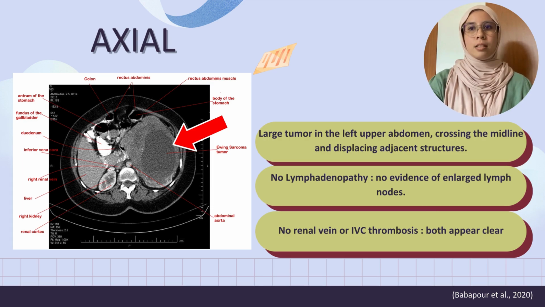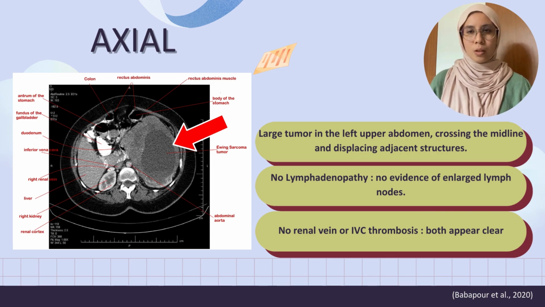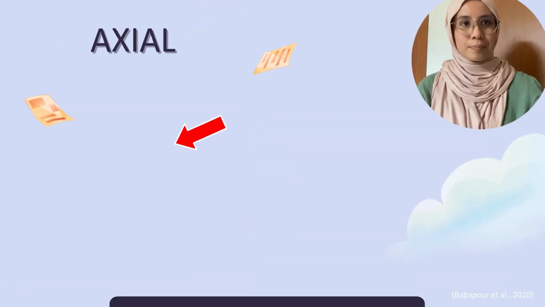Okay, and then lastly, there is no renal vein or IVC thrombosis, where the renal vein and the inferior vena cava, or IVC, are clear with no sign of tumor spreading into these vessels. This is significant because many aggressive tumors such as Ewing sarcoma, renal Ewing sarcoma, often invade these blood vessels. So the clear vessels in this image reduce the likelihood of vascular invasion, which is a positive sign of this case.